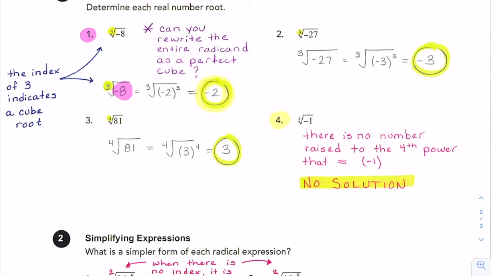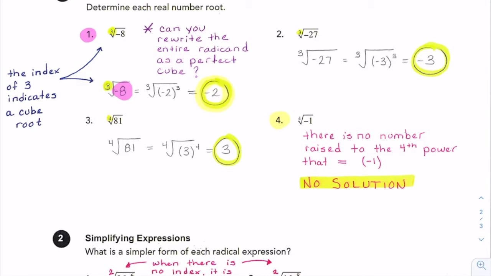The index is 4, so we need to know, is there a number multiplied by itself 4 times that's going to equal negative 1? The answer to that would be no, because negative 1 times negative 1 times negative 1 times negative 1 would be positive 1, and then positive 1 times positive 1 times positive 1 times positive 1 would also be positive 1. So no matter which way you look at it, they have to all be identical. You can't mix and match signs.